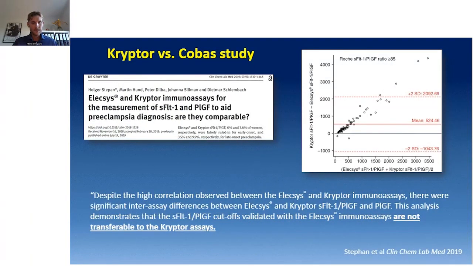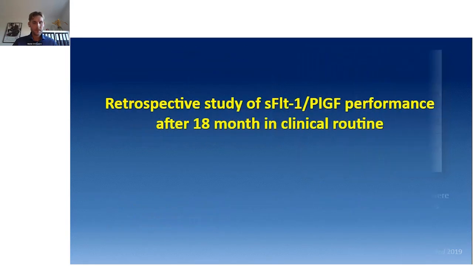In 2019, Stefan and co-workers stated that despite high correlation observed between the Elecsys and Kryptor immunoassays, there were significant inter-assay differences between Elecsys and Kryptor sFlt-1/PlGF ratio and PlGF. This analysis demonstrated that sFlt-PlGF cutoffs validated with Elecsys immunoassays are not transferable to Kryptor assays. To this end, we saw a need to perform a retrospective study of the sFlt-PlGF performance in clinical routine.